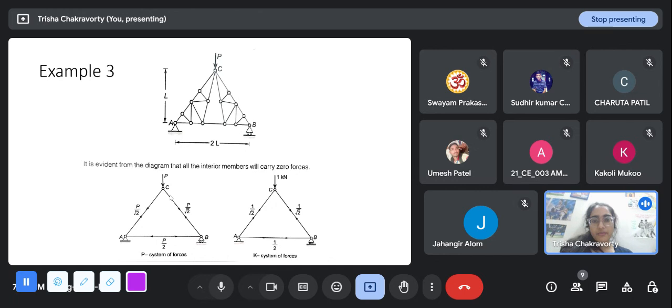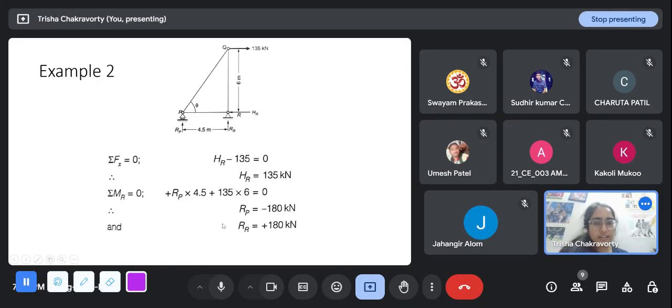So the P system of forces, if you solve, you can solve the support reactions, and from this you will get P by root 2, P by root 2, and here P by 2. This will be compression, this is tension, I think. And the K system of forces, if you are asked to find out the downward displacement at this point, it will be divided by P.